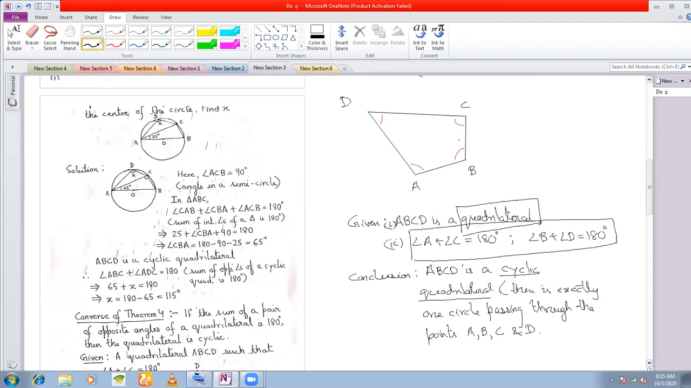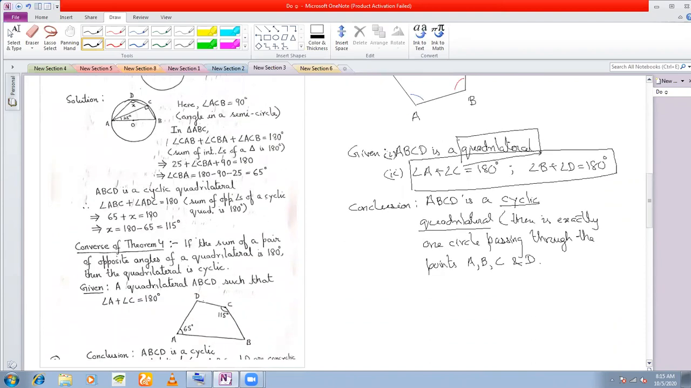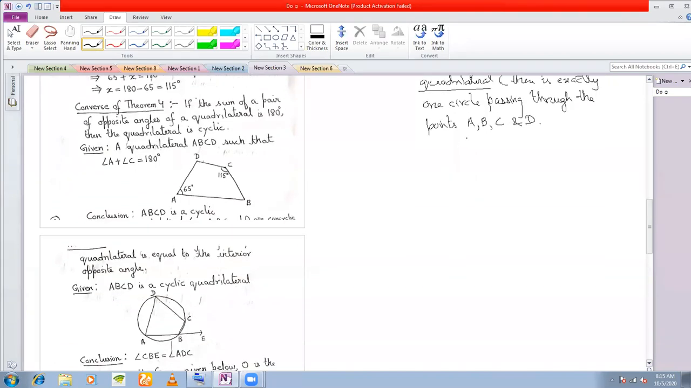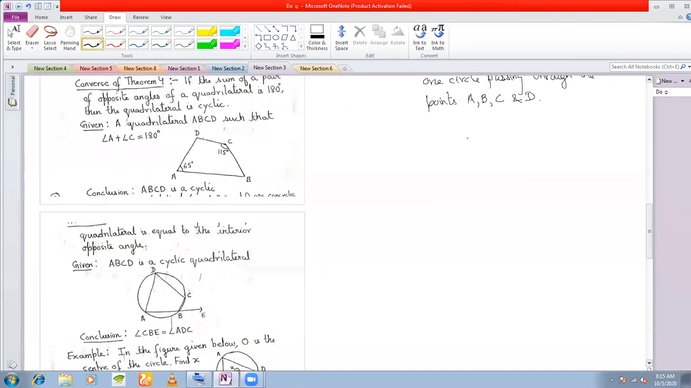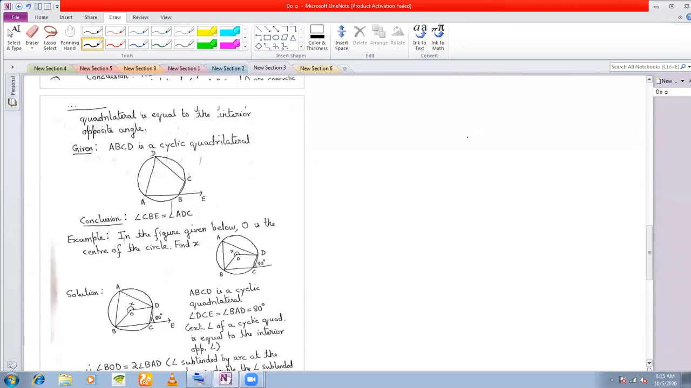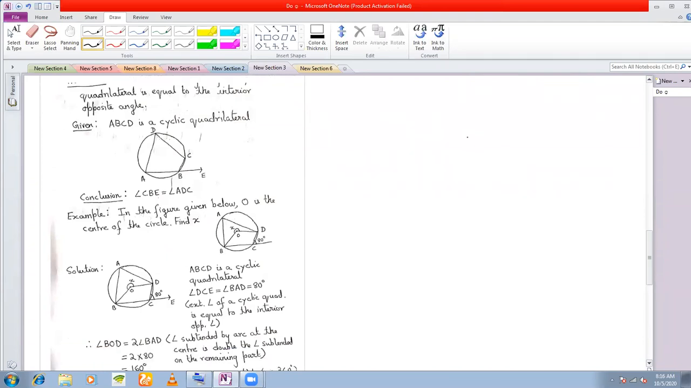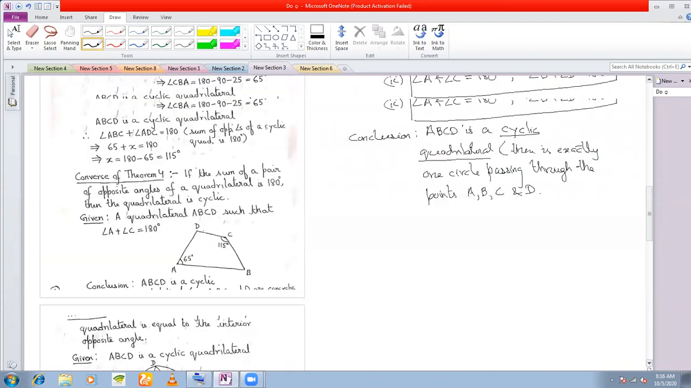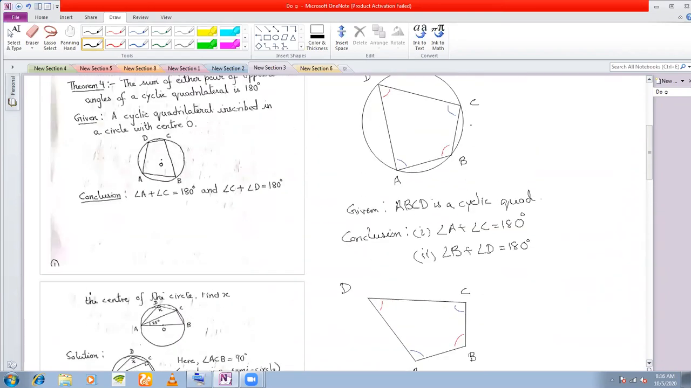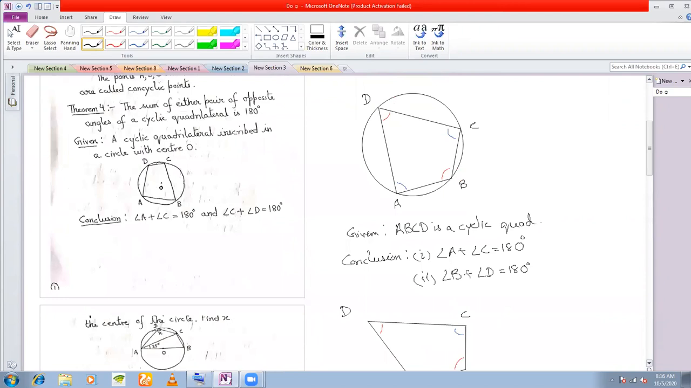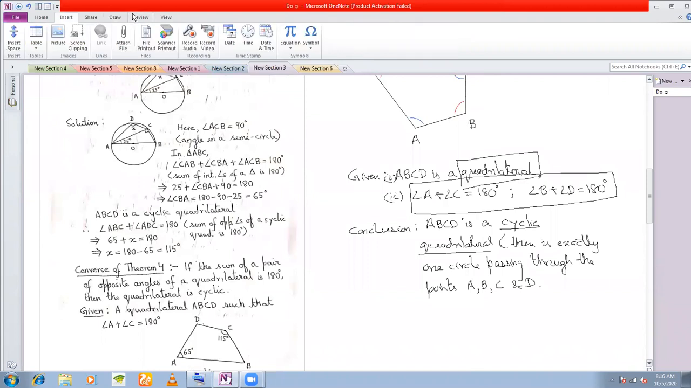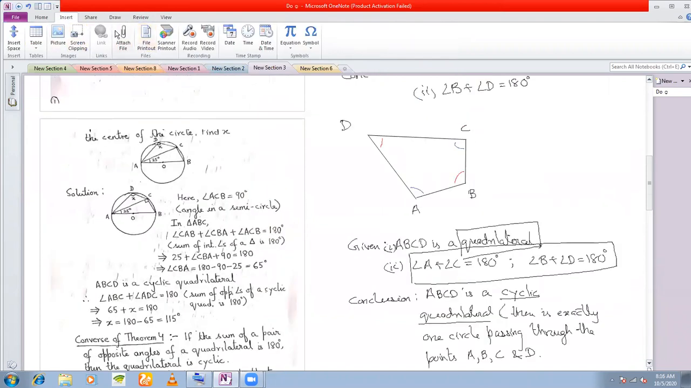Okay. So this was the fourth theorem. In fact, I've given it theorem number 4 because this is a continuity of the chapter on circles. Okay, and I think I've given you an example here also. Okay, look at this example. This problem that I have given you.